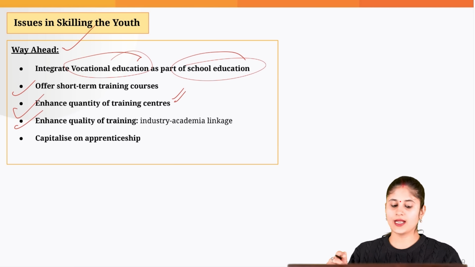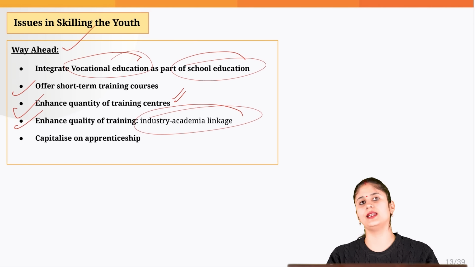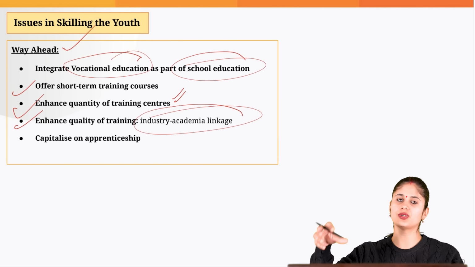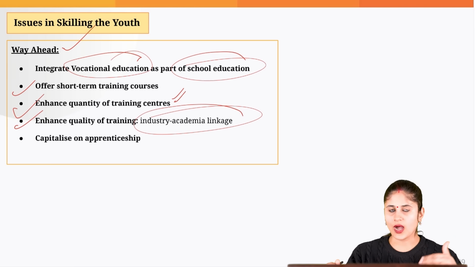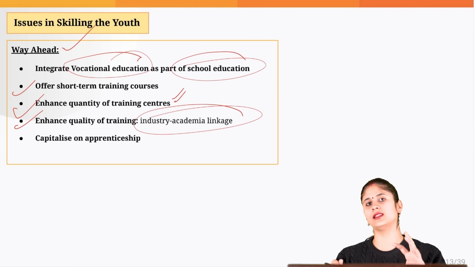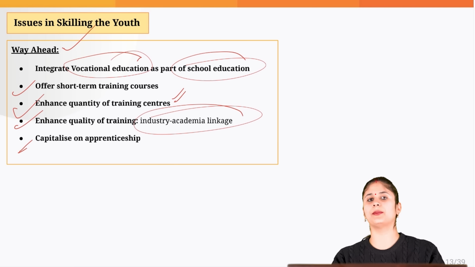Then how can we enhance the quality of training? For this, you need to improve the industry-academia linkage. The industry should tell what skill set it needs, and accordingly the necessary updation should be there in the training courses. And lastly, how can we capitalize on apprenticeship?